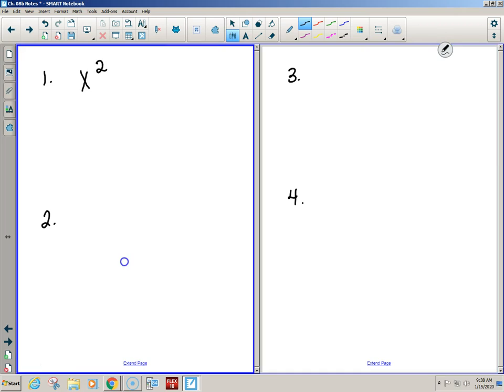Number 1 is x squared plus 8x plus 15. Go and start working on that. I'm going to put the other ones up here.